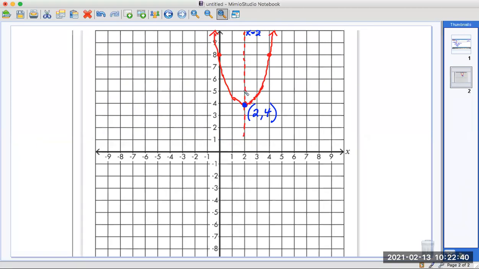The focus is a point vertically on this line of symmetry inside the parabola, and how close it is to the vertex determines how wide or narrow the parabola is. If the focus is further away, the parabola becomes narrow. If it's close to the vertex, the parabola becomes wide.